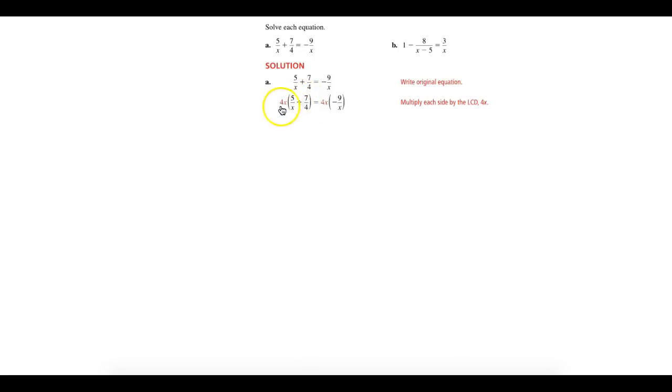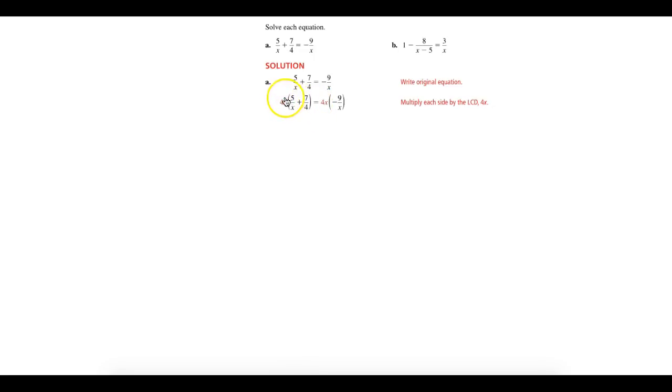So what we do is we multiply both sides by 4x. On the left-hand side, this is where you have to make sure you distribute. You're not just multiplying 5 over x by 4x. This 4x is going to distribute to every term inside our parentheses. When we multiply 4x by 5 over x, these x's are going to cancel, and we'll be left with 20. When we multiply 4x by 7 over 4, our 4's are going to cancel, and we're going to be left with 7x.